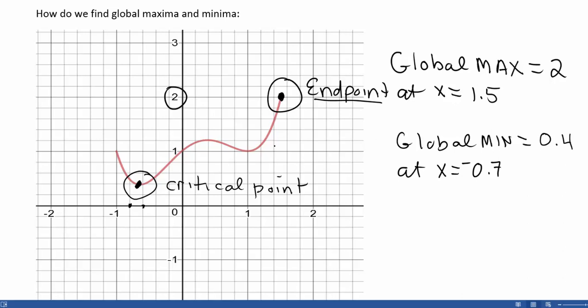Now, there's two cases we have to consider here. The case where our function has some sort of endpoints and the case where it doesn't have any endpoints. So let's take a look at how we're going to define the process by which we're going to find these global maximums and global minimums.